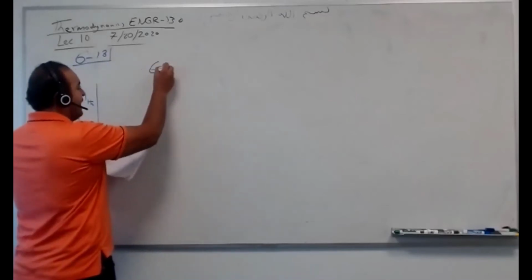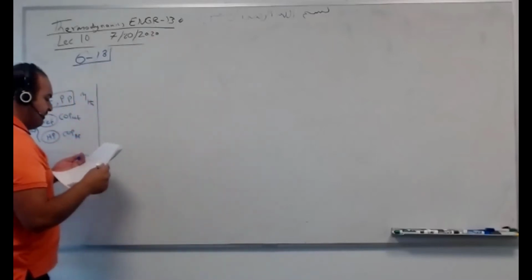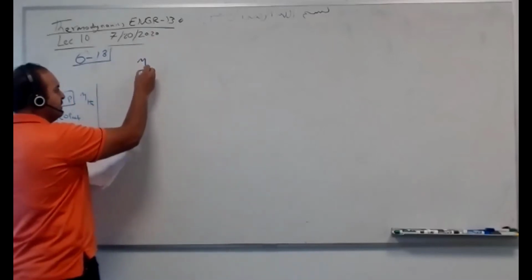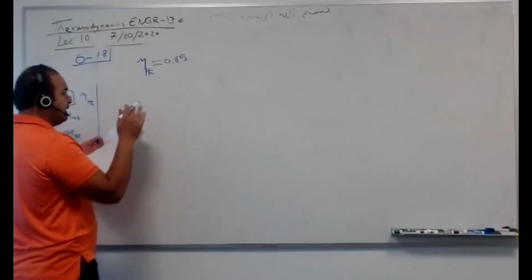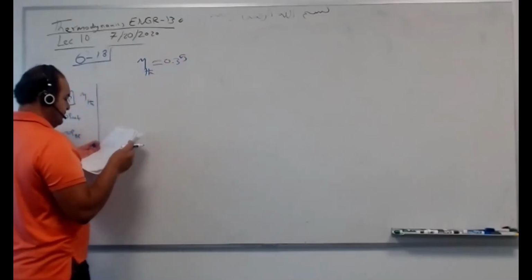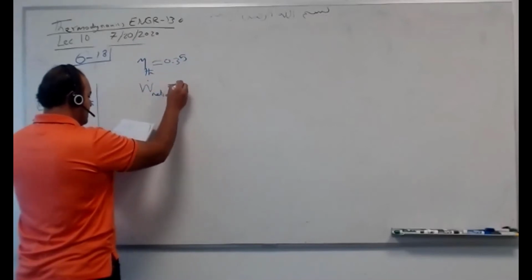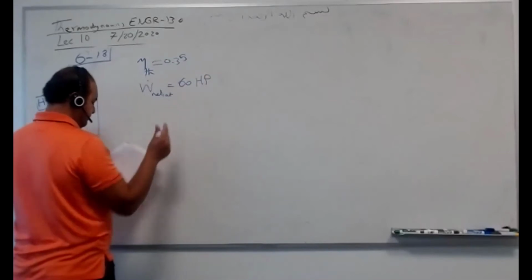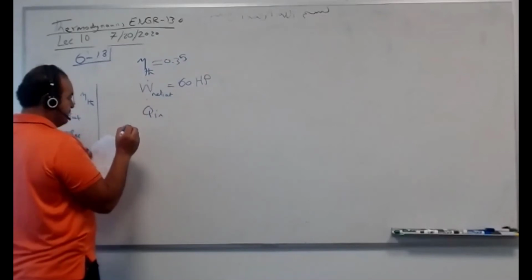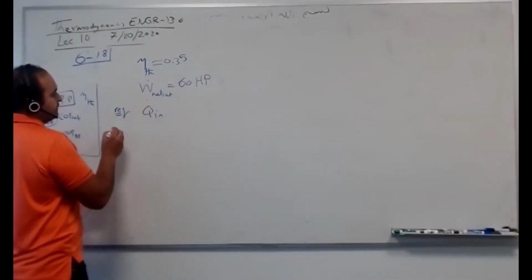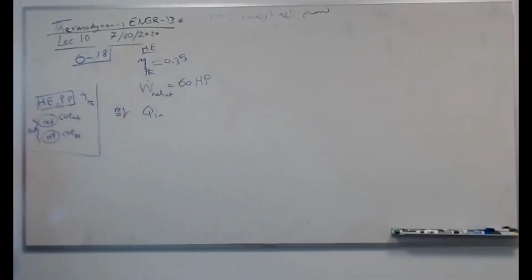So problem 6.18, we're still in section 6.4. We have a heat engine. I give you thermal efficiency, which is 0.35. And we have work out, this is out, which is 60 horsepower. We want Q in. That's required. And this is a heat engine. It's not a heat pump, it's a heat engine or power plant.